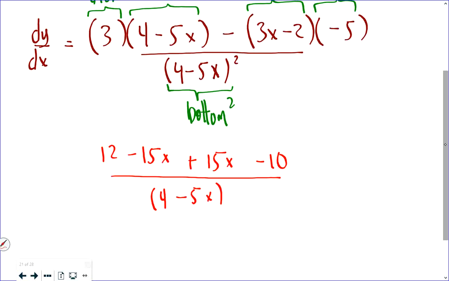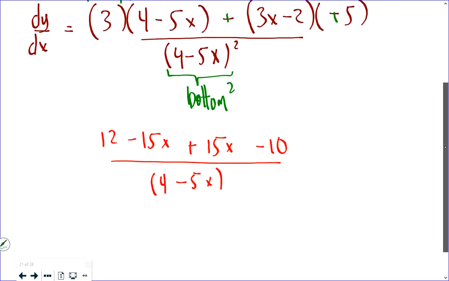All right, if you wanted to, you could just do that. This 15x minus 15x on the top is a very frequent phenomenon. It doesn't have to be 15x, but a lot of the time when you clean up the top with the quotient rule, you don't end up with any variables on the top. You usually end up with just numbers. Well, not usually. A lot of the time you end up with just numbers.